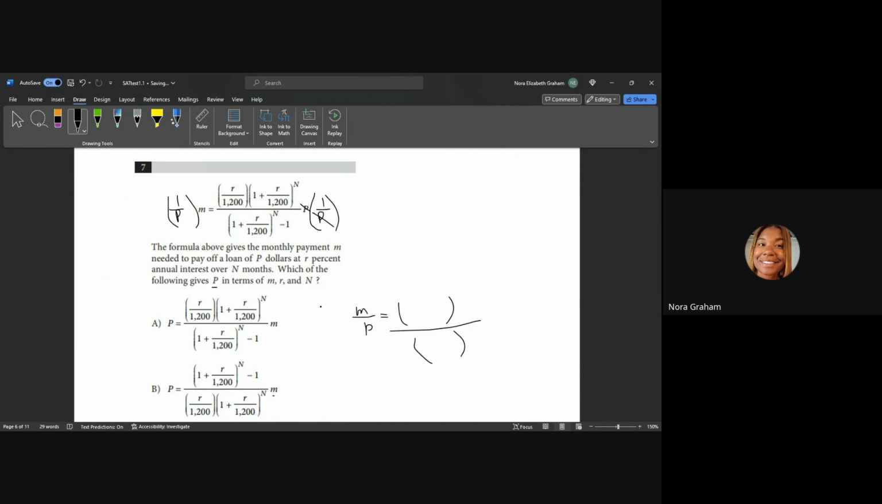Now I can also multiply both sides by 1 over M. So I can get rid of the M because remember, I want my P to be all by itself. So multiply both sides by 1 over M. Right. Those M's cancel out. Now I'm going to have 1 over P equals all this on top of here, under all this bottom here, times 1 over M.